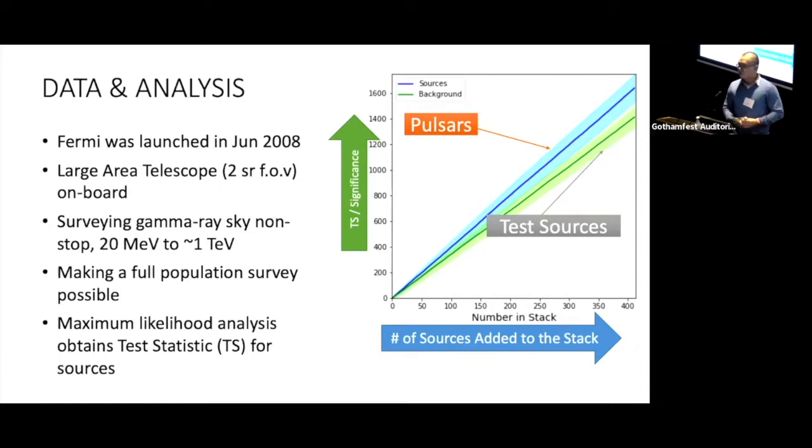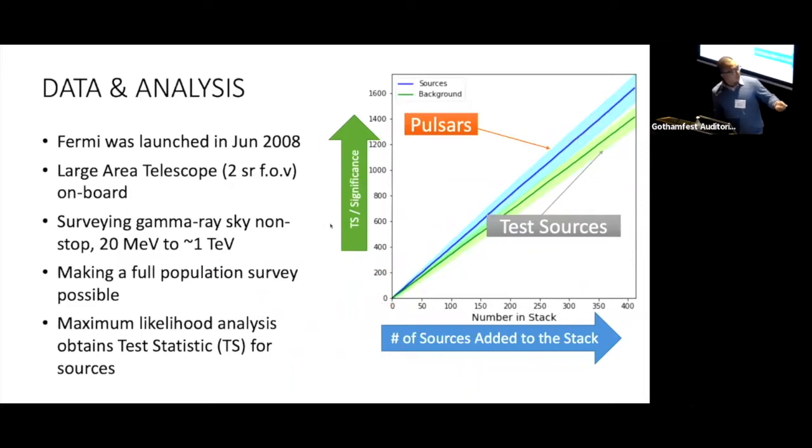I'm not going to get into all the details about the data analysis. If you're interested, you can come talk to me after the talk. By doing the maximum likelihood analysis, we can obtain the test statistic, or the TS value, for the object that we want to investigate. I did that for all of the 527 pulsars that I just talked about. Then I used a stacking method by adding up all their TS values, which is shown as the blue line over here.